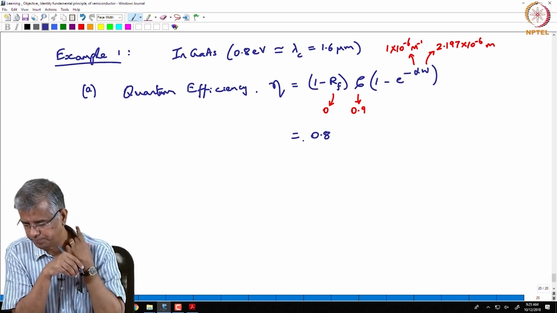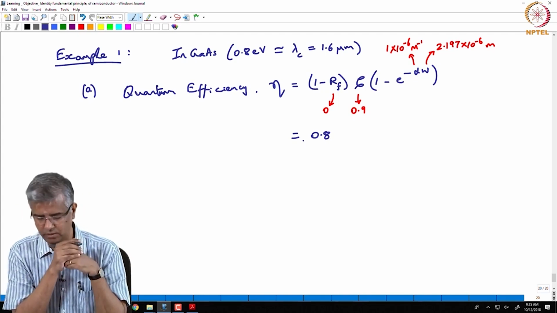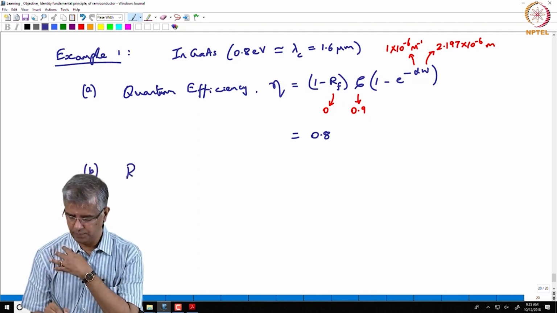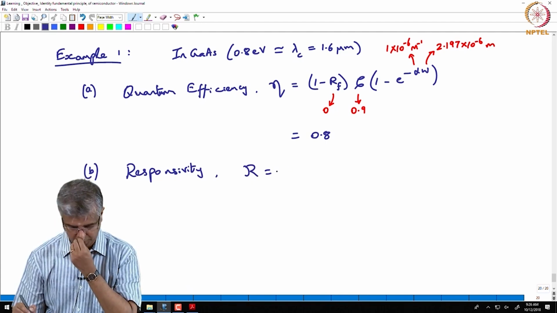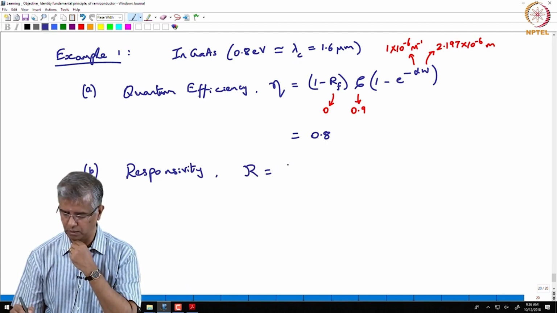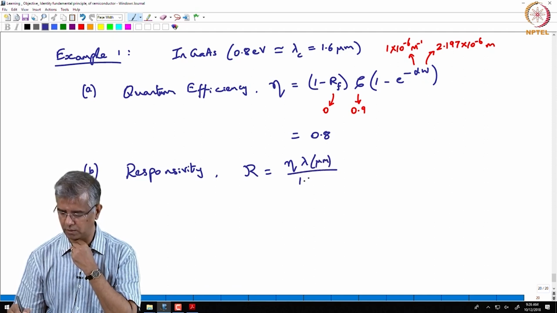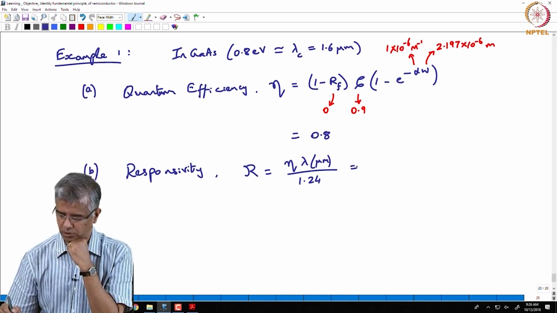Okay. So, does it have a unit? No, right, we are just talking about fractions and all that. So, that is eta is equal to 0.8. The second part is the responsivity. We have been asked to figure out the responsivity at two different wavelengths, 1550 and 1310. So, responsivity is given by eta multiplied by lambda, where lambda is expressed in terms of microns, divided by 1.24. So, this is once again direct substitution.